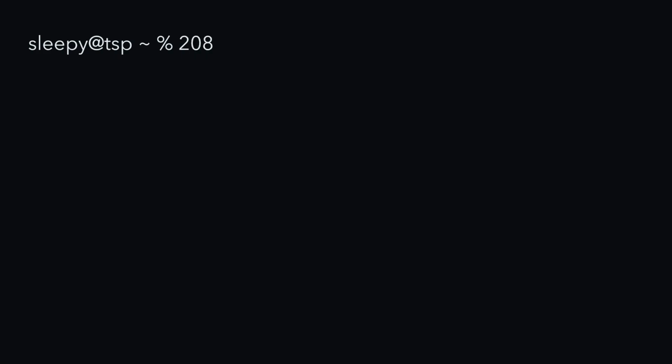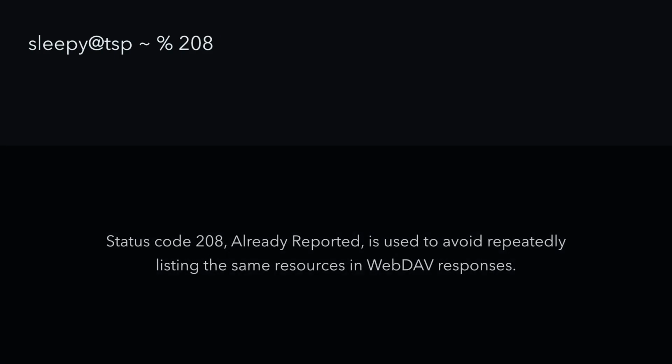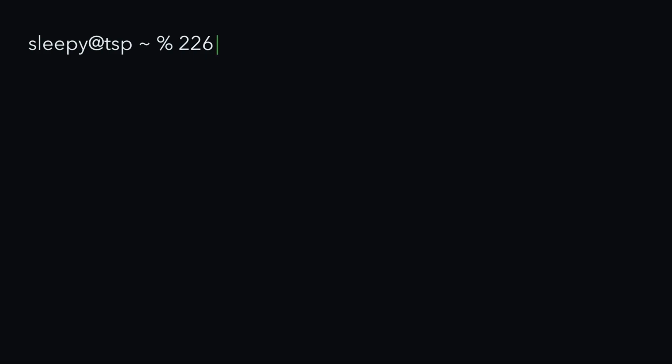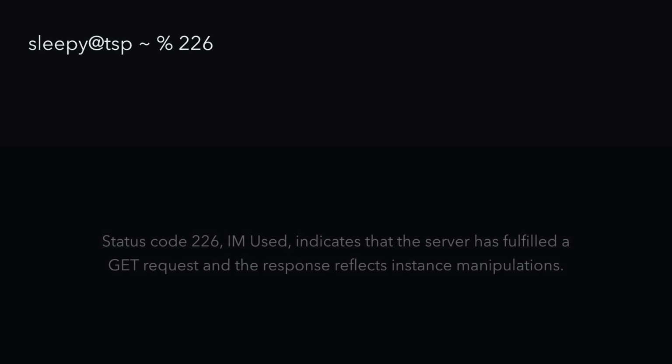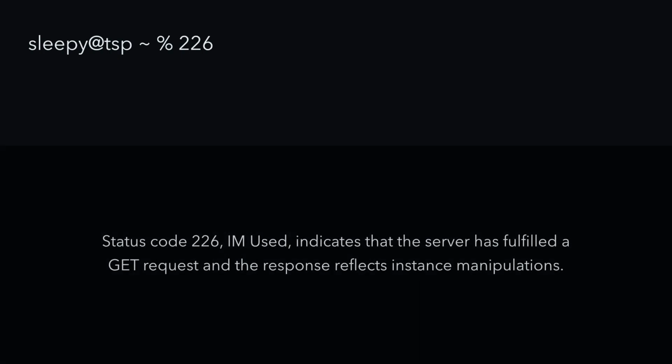Next, we have status code 208, commonly known as already reported. This is used inside a WebDAV response to avoid repeatedly enumerating the internal members of multiple bindings to the same collection. Continuing with status code 226, which is defined as IM Used. This code indicates that the server has fulfilled a GET request for the resource. The response is a representation of the result of one or more instance manipulations.